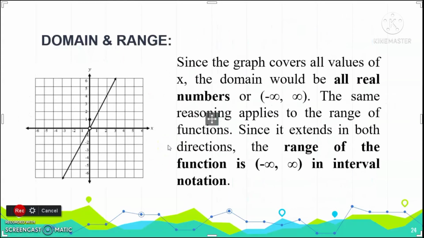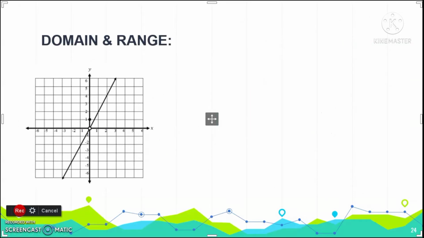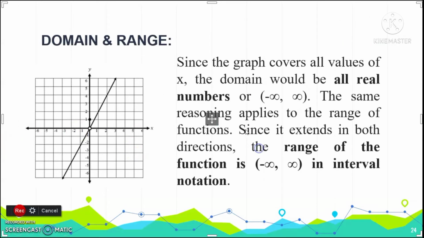So to find the domain and range of this given function, since the graph covers all the values of x, the domain would be all real numbers, or -infinity to +infinity. The same reasoning applies to the range of function. Since it extends in both directions, the range of the function is -infinity to +infinity in interval notation.